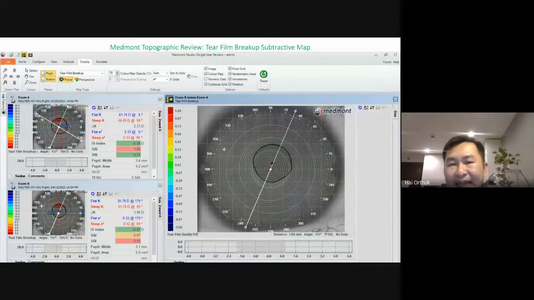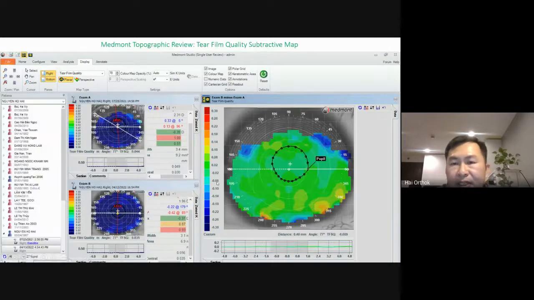More importantly, I can see the tear film breakup on the subtraction map. You can see the Placido ring here. It's very nicely formed. It tells you that this patient doesn't have dry eye. But if you look into the color, you can see tear film quality is partially good in this area and not very good, but acceptable, on the periphery. That means the periphery of the lens is not sufficient right here, and it's causing some dryness. So we need to open more tear exchange in this area.